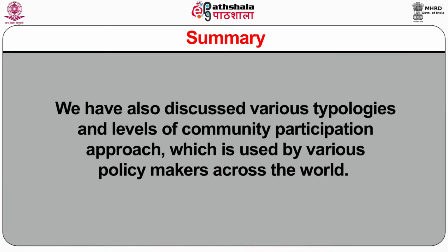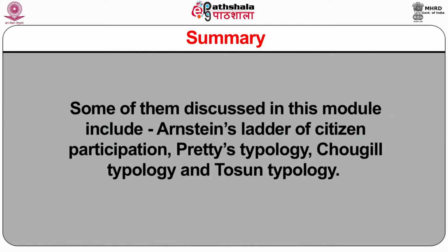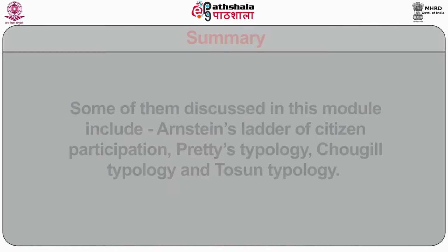We have also discussed various typologies and levels of community participation approach, which is used by various policymakers across the world. Some of them discussed in this module include Arnstein's ladder of citizen participation, Pretty's typology, Choguill's typology, and Tosun's typology. Though the benefits of the community-based approach are enormous, we also discussed various barriers to community participation, especially in the developing economies. The success of community-based tourism depends largely on how the policymakers eliminate these barriers. The module has also discussed various strategic approaches on how to make community-based tourism effective.